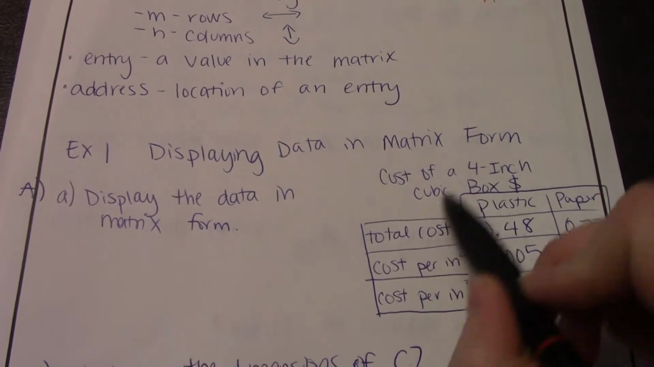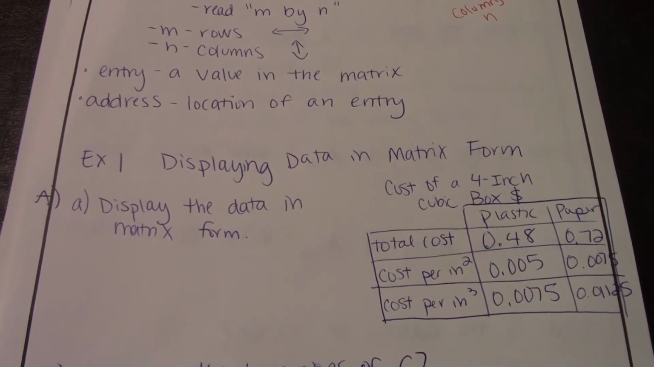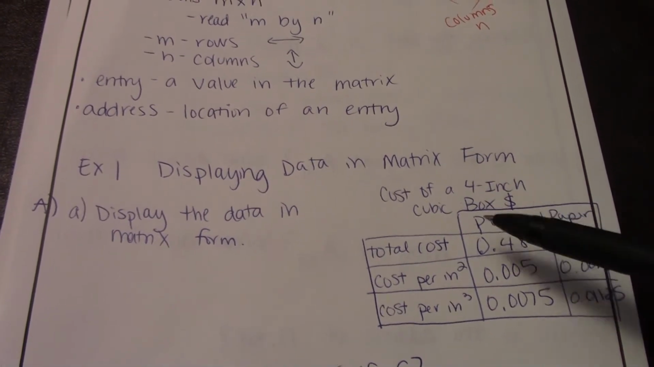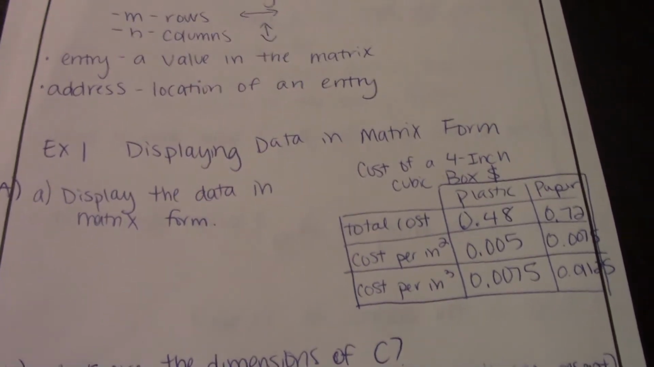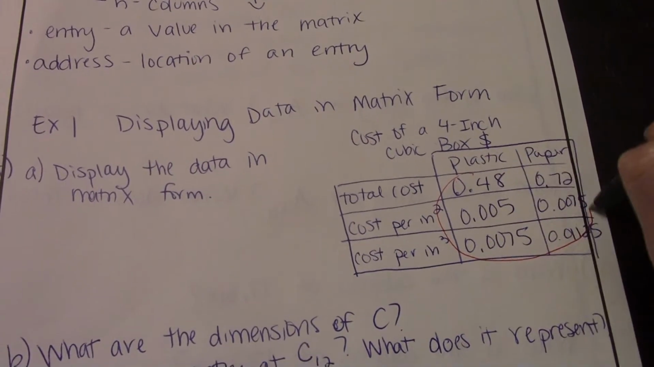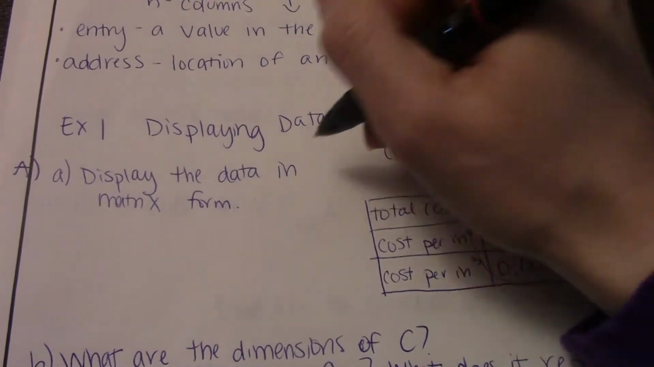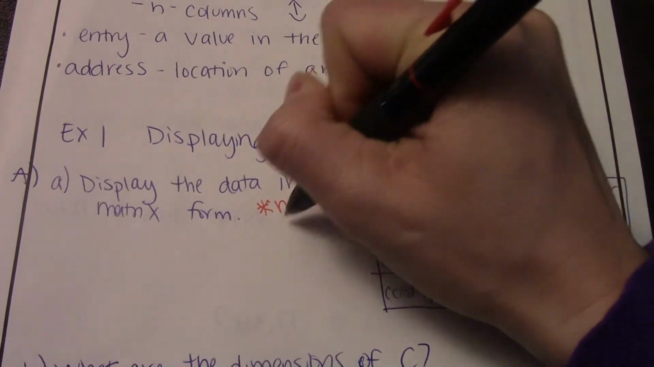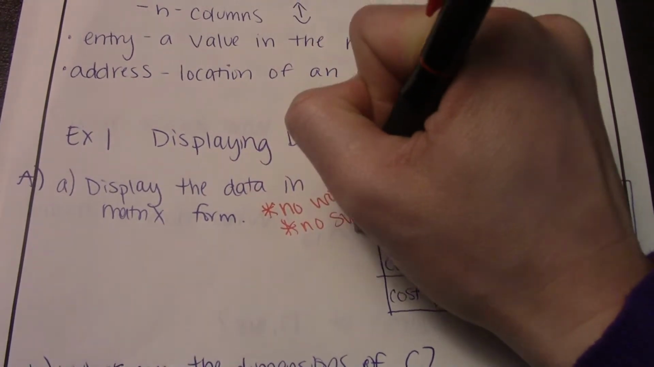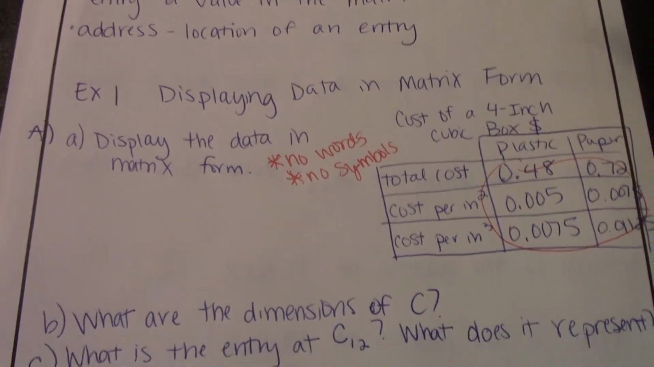You're going to be given a table like this, the cost of a 4-inch cube box, basically the money. We've got paper versus plastic, and all of these different things here. If we display this in matrix form, all I want is just this stuff here. I do not want any of the words, do not want any symbols. So remember, no words, no symbols. If you have dollar signs, do not write them.